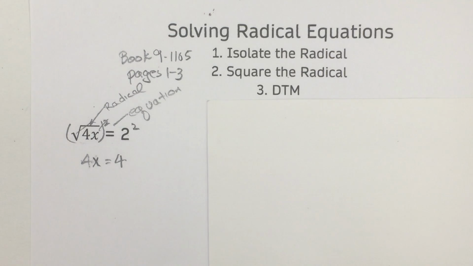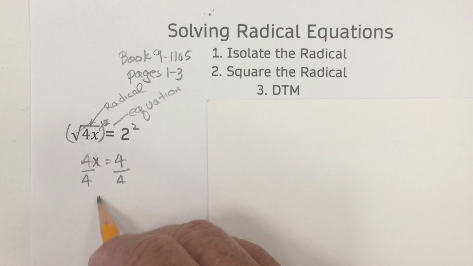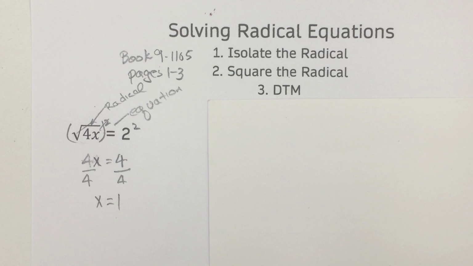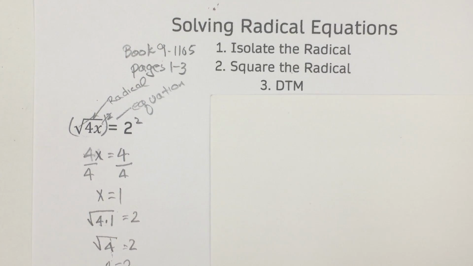You just do the math. Divide by 4, x equals 1. Now what we want to do is put the number back in there because we want to check our work. So square root of 4 times 1 should equal 2. Well, square root of 4 times 1 is square root of 4, equals 2. Okay, we should know that. Square root of 4, perfect square, 2 equals 2. And it makes sense.